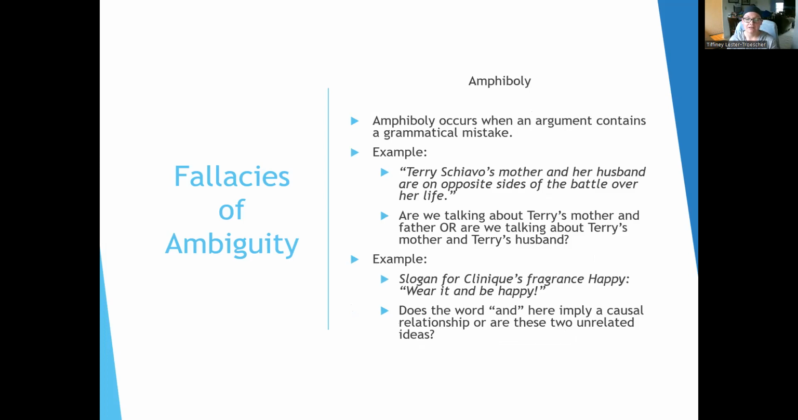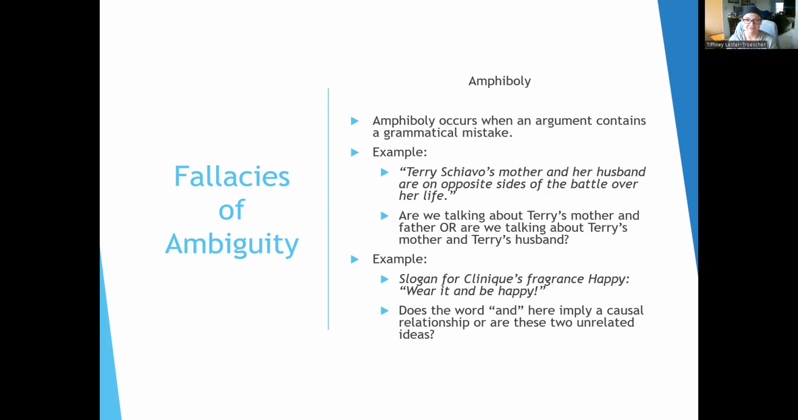Then we have amphiboly. This is when there's a grammatical mistake in the sentence of the argument, the way it's written or spoken. So we have, Terri Schiavo's mother and her husband are on opposite sides of the battle over her life. Are we talking about Terri's mother and father, or are we talking about Terri's mother and Terri's husband? Because Terri Schiavo's mother and her husband. Is it her husband? Is it Terri's husband or the mother's husband? Right? This is where misplaced modifiers can really get us into trouble.